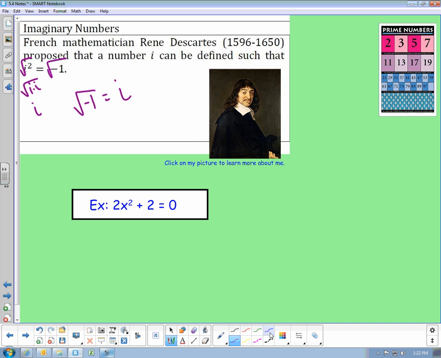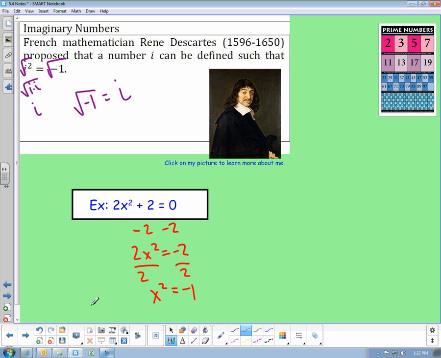Let's take a look at an example. If I had 2x squared plus 2 is equal to 0, let's use that square root property that we just talked about in class today. So I'm going to subtract 2 from both sides. That means I have 2x squared is equal to -2. Then I divide by 2, and I'd get x squared is equal to -1.